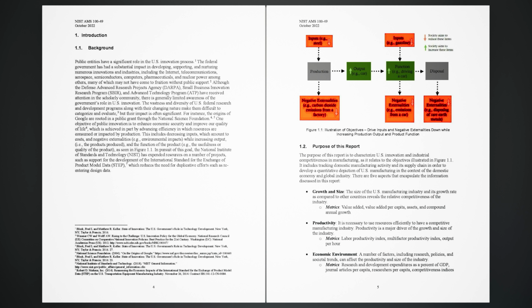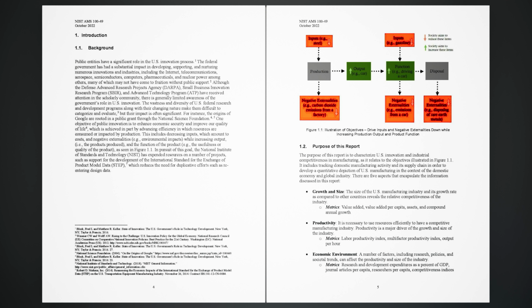2. Although the Defense Advanced Research Projects Agency, DARPA, Small Business Innovation Research Program, SBIR, and Advanced Technology Program, ATP, have received attention in the scholarly community, there is generally limited awareness of the government's role in U.S. innovation. The vastness and diversity of U.S. federal research and development programs along with their changing nature make them difficult to categorize and evaluate. 3. But their impact is often significant. For instance, the origins of Google are rooted in a public grant through the National Science Foundation.